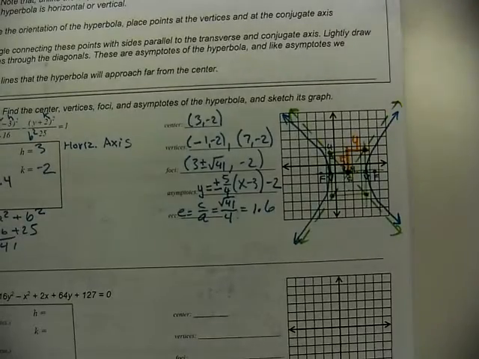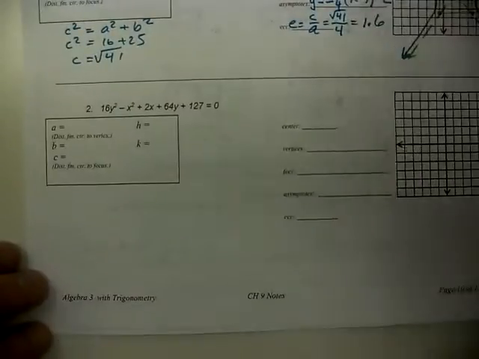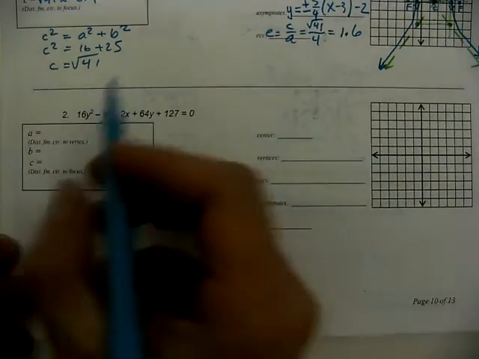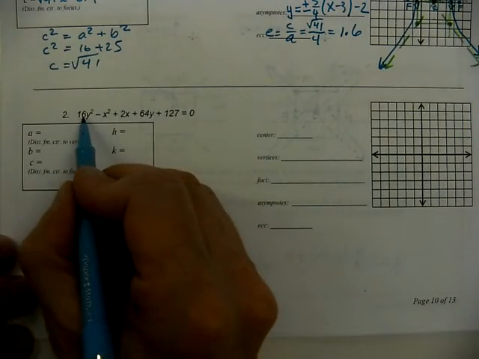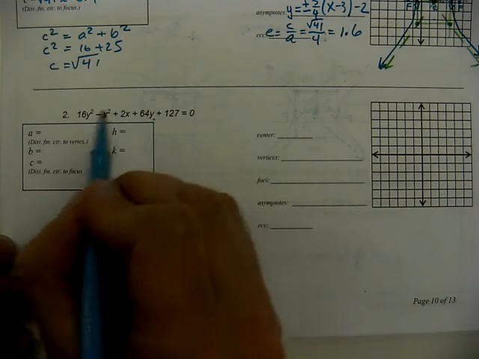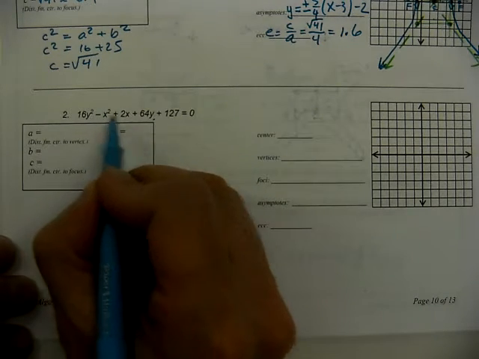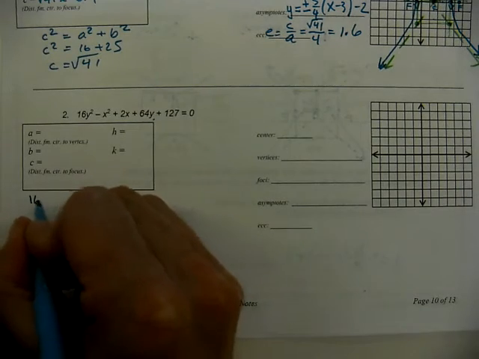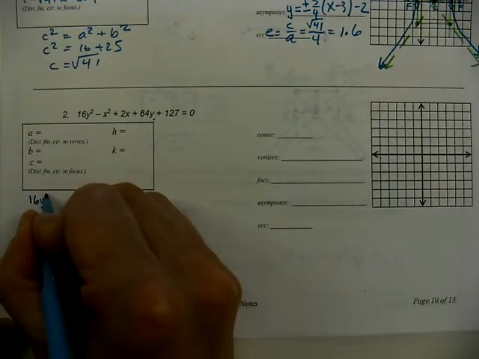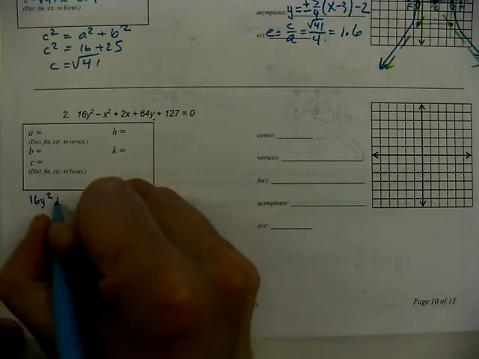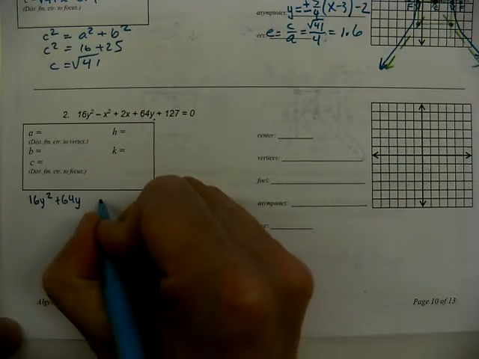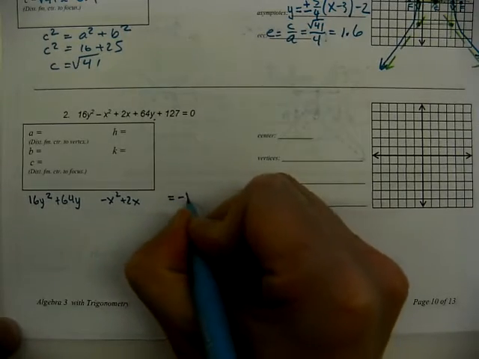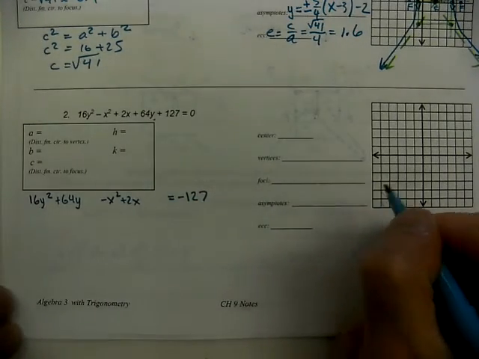And really the key example in number 2 is working on completing the square and getting this set up in the standard form that we need. We have a 16y squared in front. There's the other term with y. There's the minus x squared behind. So let's bundle up our y's and our x's: 16y squared plus 64y minus the x squared plus 2x. Move the constant term to the right, so now it's a -127.